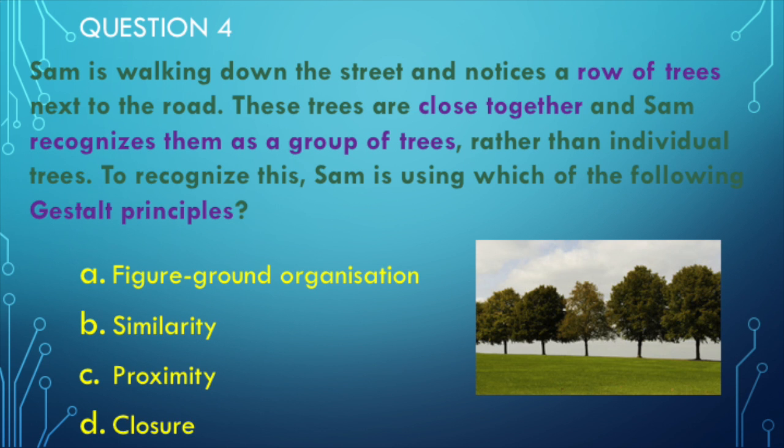Question 4. Sam is walking down the street and notices a row of trees next to the road. These trees are close together and Sam recognises them as a group of trees rather than individual trees. To recognise this, Sam is using which of the following Gestalt principles? Figure ground organisation, similarity, proximity, or closure?